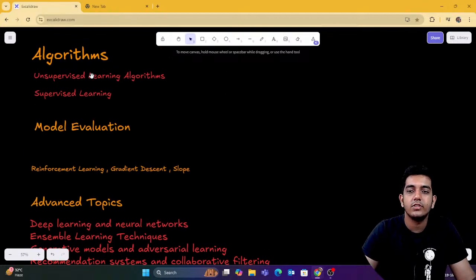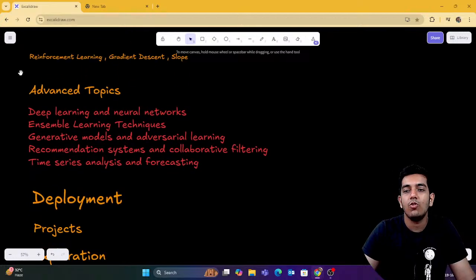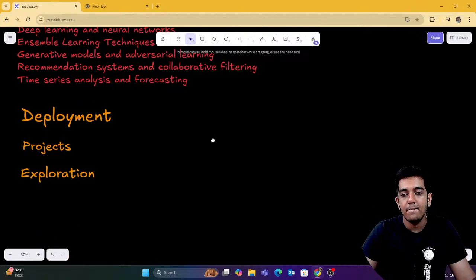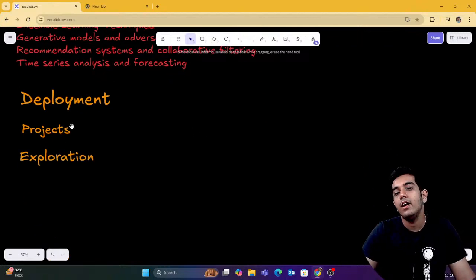Then you need to learn some important algorithms of unsupervised and supervised learning. Then you need to know how to evaluate your model. Then you learn about reinforcement learning, gradient descent, slope, etc. Then advanced topics like deep learning, ensemble learning, generative AI, recommendation systems, time series, etc. Then you learn about deployment, create projects, and keep learning about what's happening in the AI industry. So guys, that's the simple roadmap we discussed today.